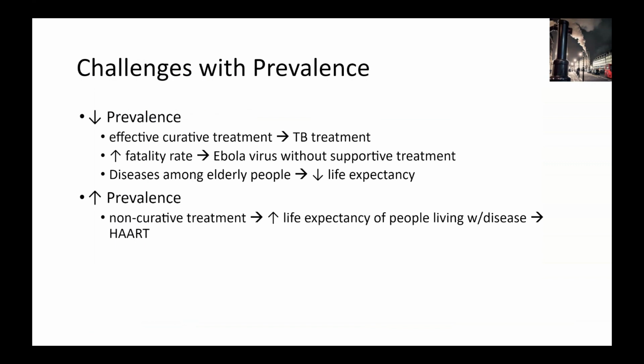Because of this, it's hard to compare how common a disease is in different places or times because many things can affect it. For example, fewer people will have the disease if we find a good treatment, such as TB treatment. But if more people start dying from the disease, such as Ebola virus infection, or if people don't live as long, fewer people will have the disease over time.